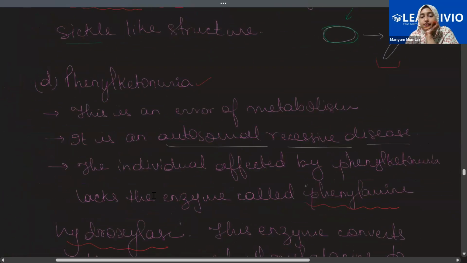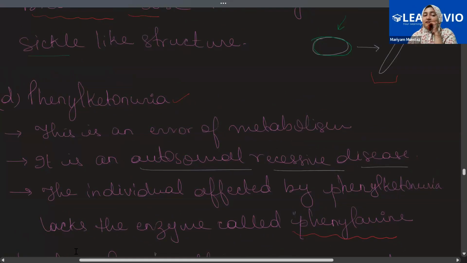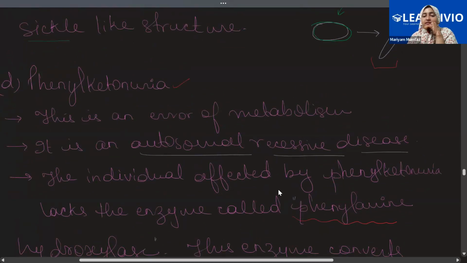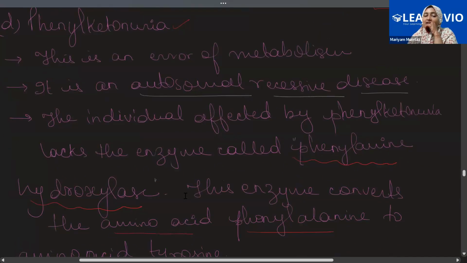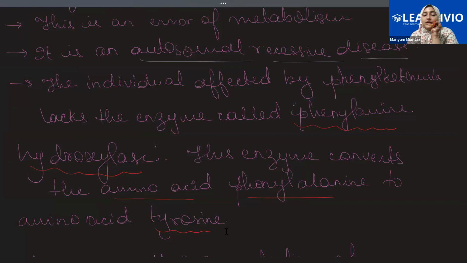Then comes phenylketonuria. Now, phenylketonuria is yet another disease, and in this case, metabolism is faulty. Now, remember that this is not an X-linked disease, rather, it is an autosomal recessive disorder, that will be expressed in a homozygous condition, but it is autosomal, meaning autosomes are involved, meaning the body cells are involved. The sex cells have nothing to do with it. Now, the individual affected by phenylketonuria lacks the enzyme called phenylalanine hydroxylase. This enzyme is very important for conversion of the amino acid phenylalanine into tyrosine.